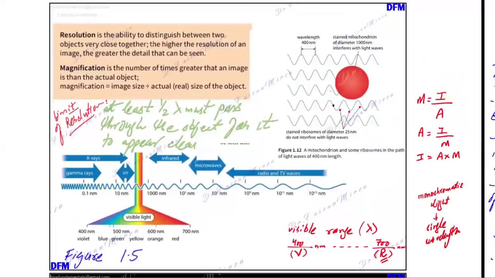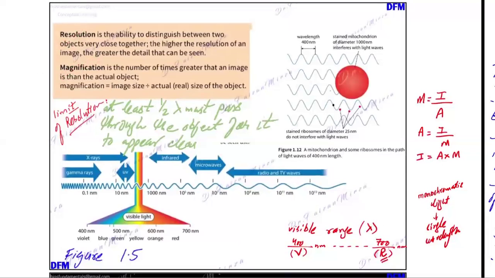This is what I was talking about. There's resolution and magnification. So the limit of resolution is basically half of the wavelength of that particular source of illumination. It must pass through an object for it to appear clear.